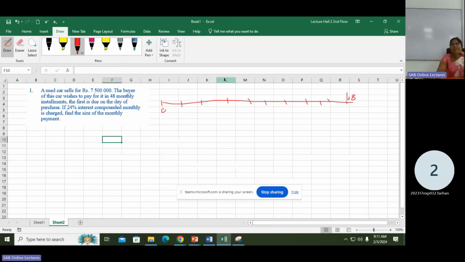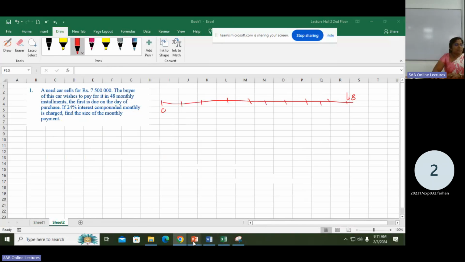The first installment is due on the day of purchase. So it implies what? Ordinary or due? Due. The first installment you have to pay on the day of purchase. It means that the first installment is happening at the beginning of your period. So therefore this is a due annuity. So you have to apply the appropriate formula. You have 24% compounding monthly. So then you calculate it.